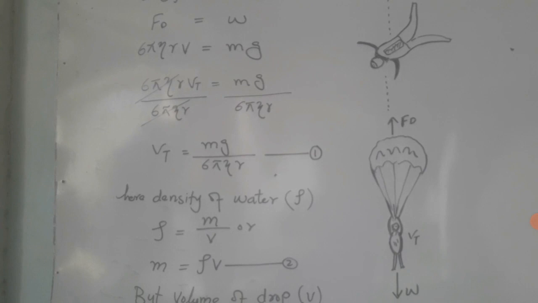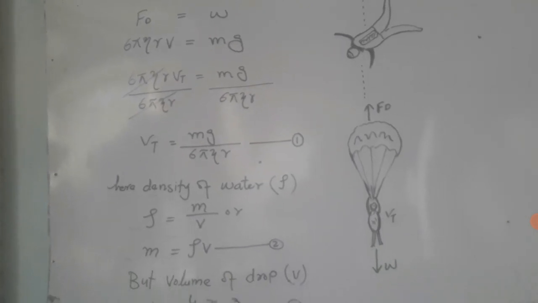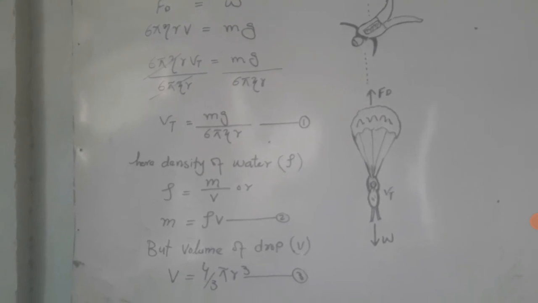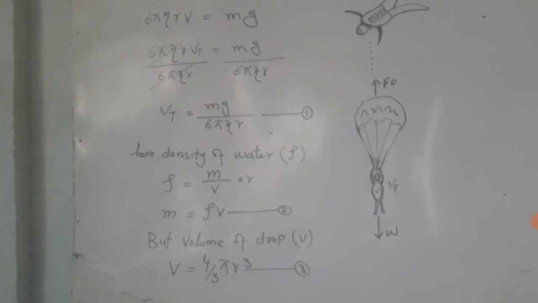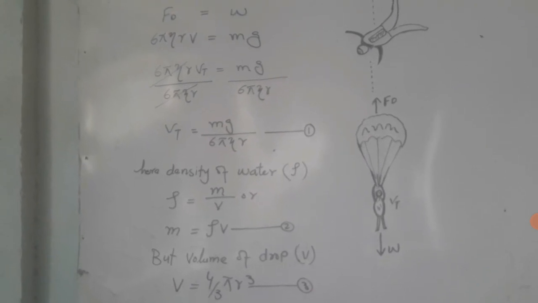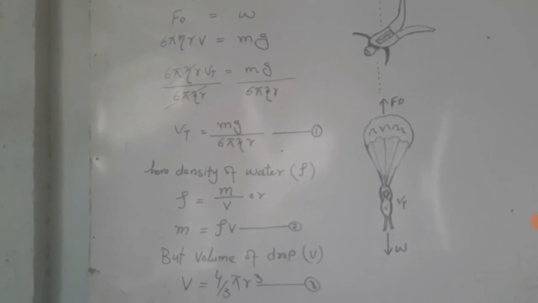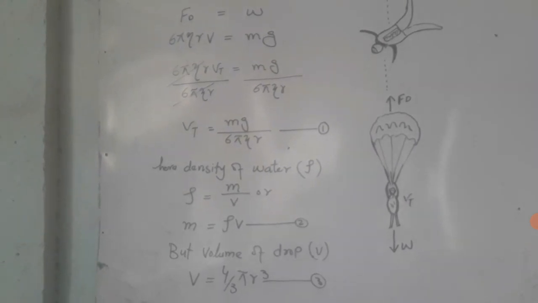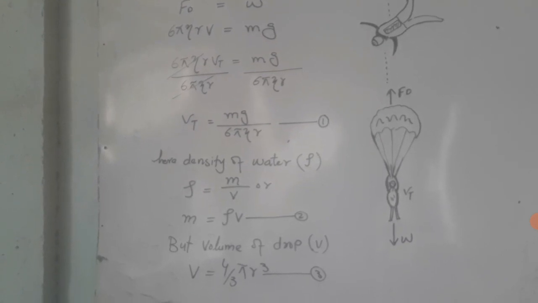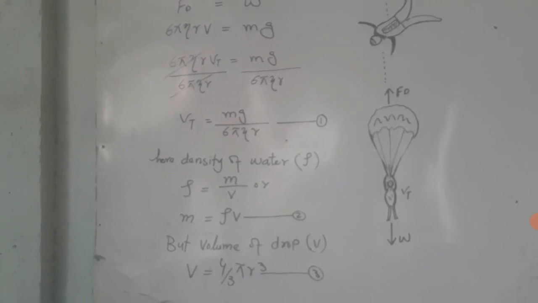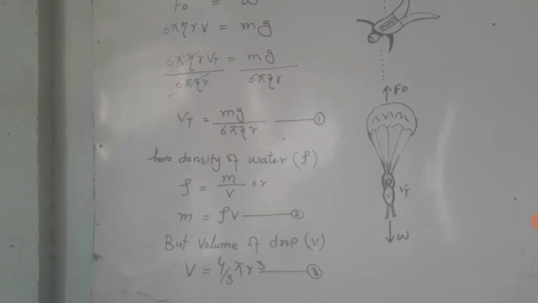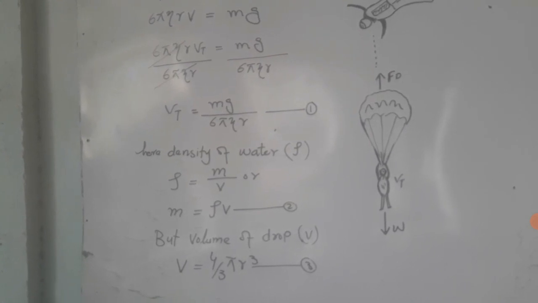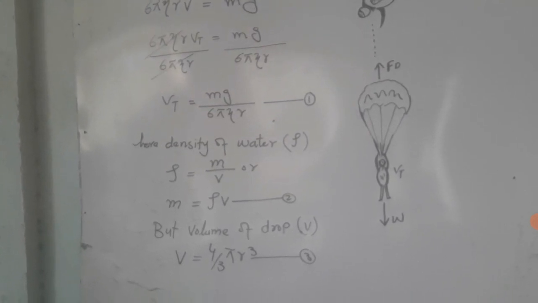And we know that the drag force is equal to 6 pi eta r v, and W is equal to mg, where 6 pi is constant, eta is the viscosity of the water, r is its radius, and v is the velocity. So we can cancel 6 pi eta r on both sides. We get Vt is equal to mg divided by 6 pi eta r, where Vt is the terminal velocity of the drop. Here m is the mass of the drop, and from the density we know that density is equal to mass per unit volume, or m is equal to rho v. But we know that the volume of the drop is v is equal to 4 by 3 pi r cube.